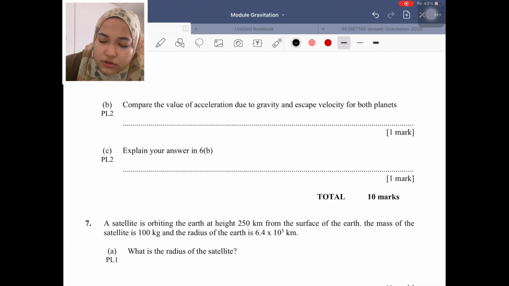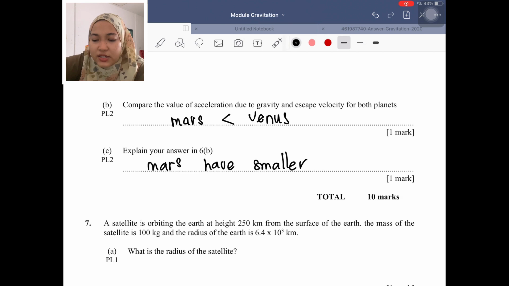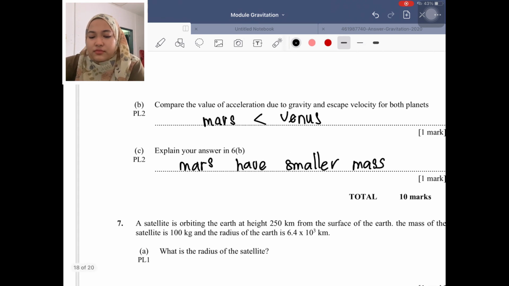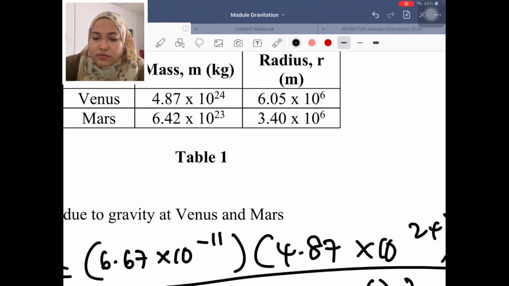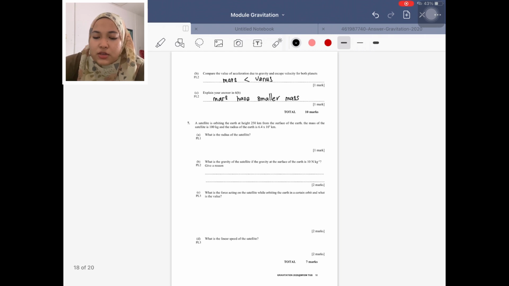Okay, so next, the video is going too long. Compare the value of acceleration due to the gravity and escape velocity for both planet. Okay, so Mars less than Venus. Kenapa Mars less than Venus? Explain your answer. Because Mars have smaller mass. Okay, tengok mass dia lebih kecil daripada Venus.